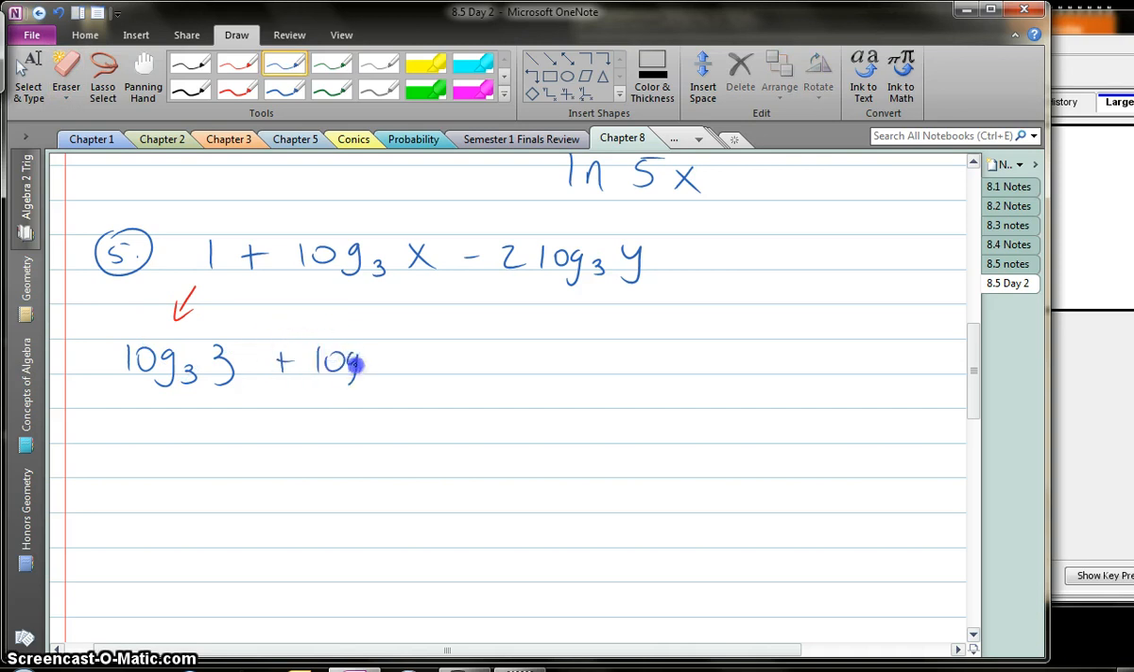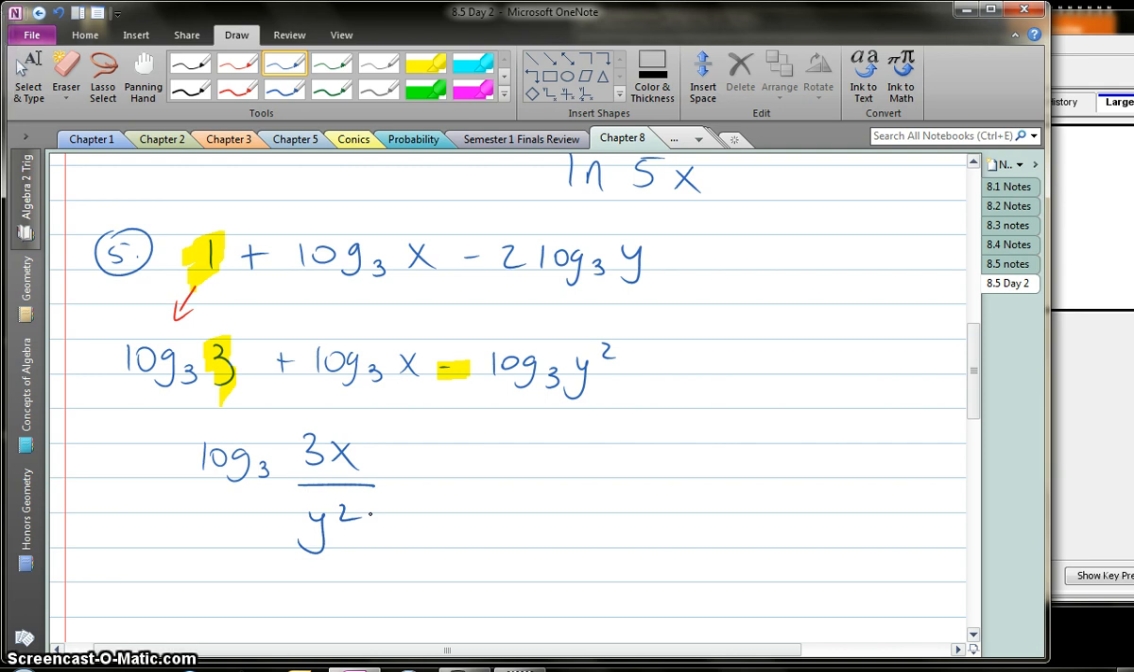Then we have plus log base 3 of x minus log base 3 of y squared. So I rewrote that one here. Here we have multiplication, so I have log base 3 of 3 times x. That's why it's important to change this here, because that 3 plays an important role in our entire problem. And then over here I have minus, so minus implies divided by y squared. Alright, so that's the tricky one. Good stuff. So that's condensing.